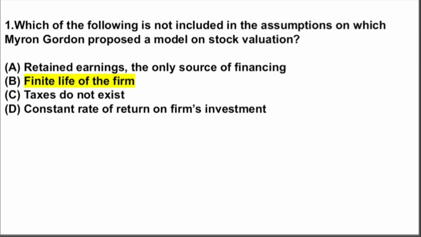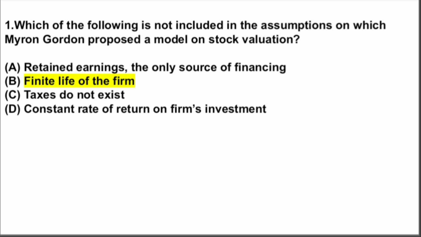Yes, Gordon's model has another thing, the growth rate. The formula for growth rate is g = b × r, where b means the retention ratio and r means the rate of return on the firm. And the firm has a very long-term life. The firm is an all-equity firm. All of these are the assumptions of Gordon's model, and Walter's model also has these assumptions, right?